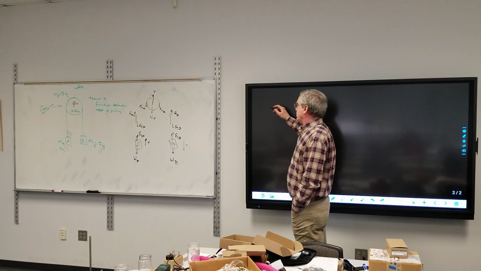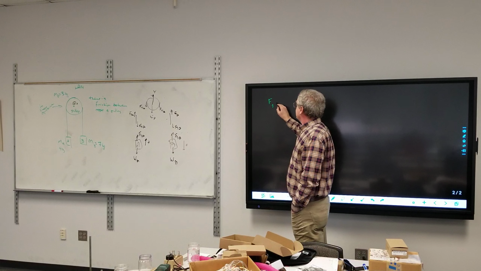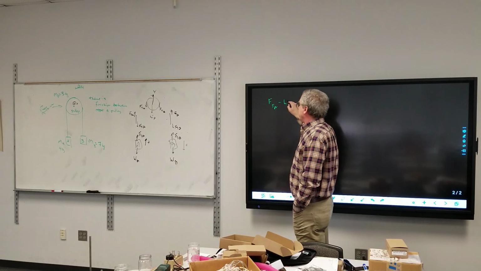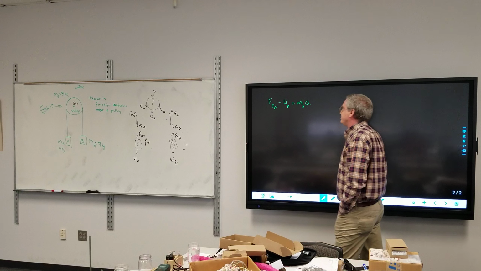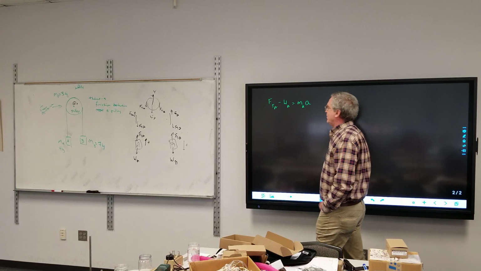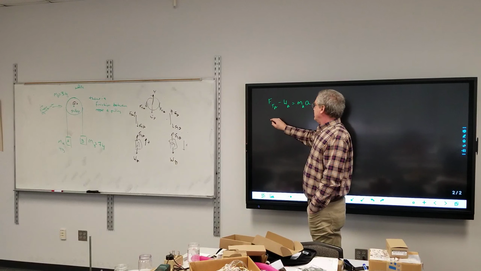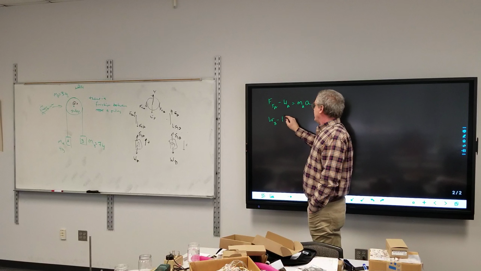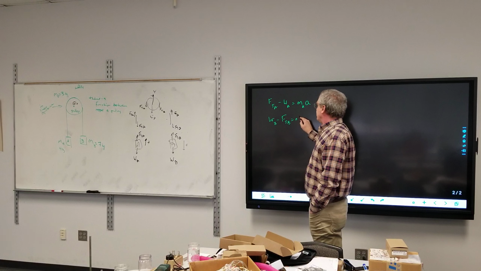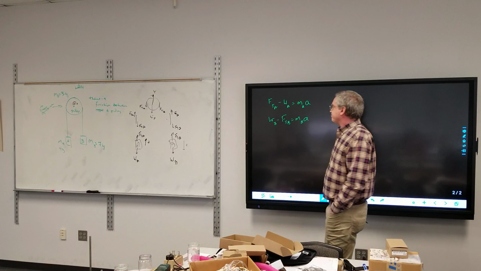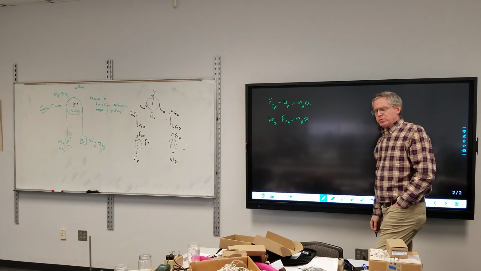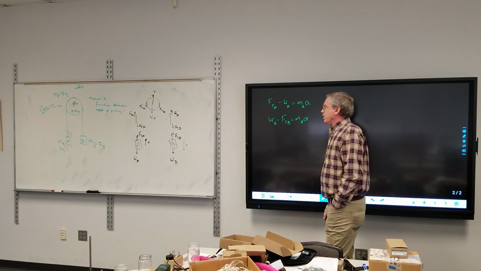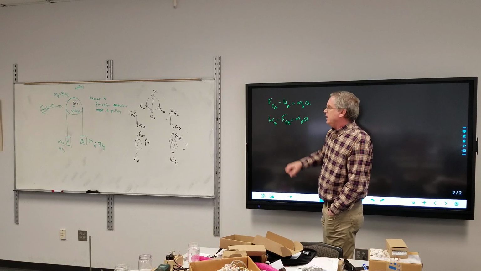So our equations: jump to equations of motion. I've got FTA minus WA is equal to m sub A times little a. And I've got WB minus FTB equals m sub B little a. All right, so those are the two equations we would have gotten from chapter 4, but we are more sophisticated now. We've got the pulley.